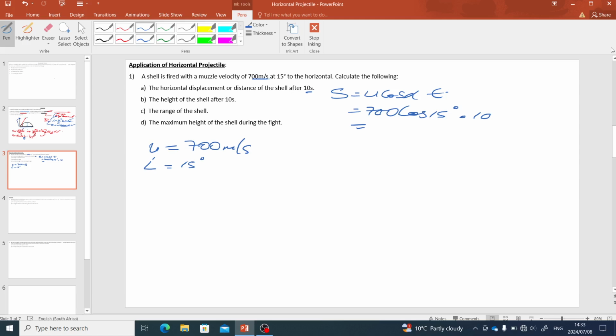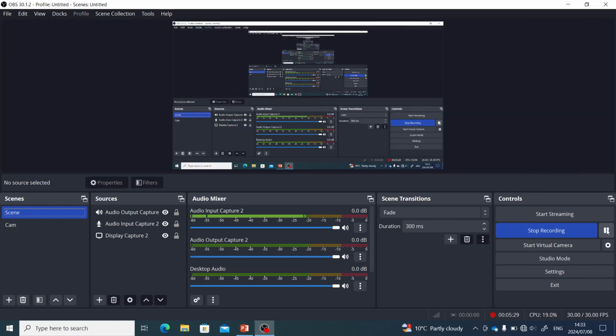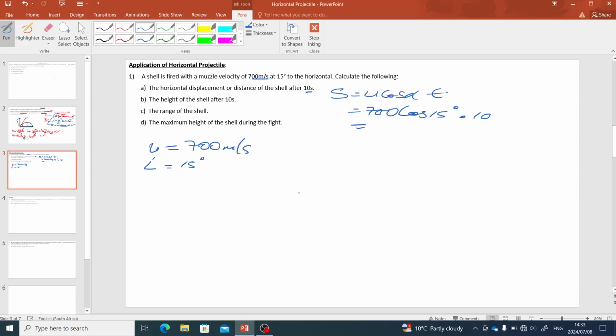I'm looking for my calculator. Where's my calculator now? Oh my goodness. Let's pause the video a bit so as to look for the calculator. Let's pause. Right, I found my calculator.